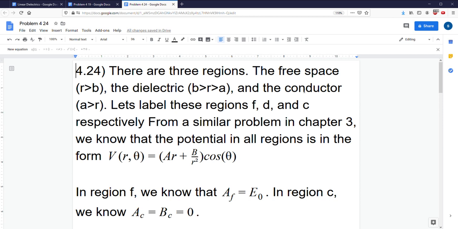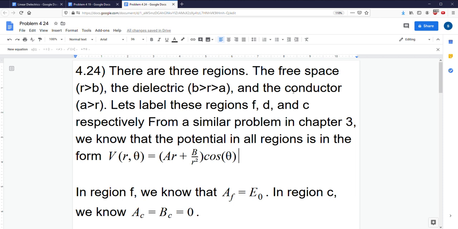If you recall, one of the results of example problem 3.8 was that the only Legendre polynomial term that mattered was the l equals 1 term, which means that we can say the potential inside any of those regions is given by the formula V equals Ar plus B over r squared, times cosine theta. This gives us 6 unknown terms: the A and B terms of the free space, A and B of the dielectric, and A and B of the conductor.